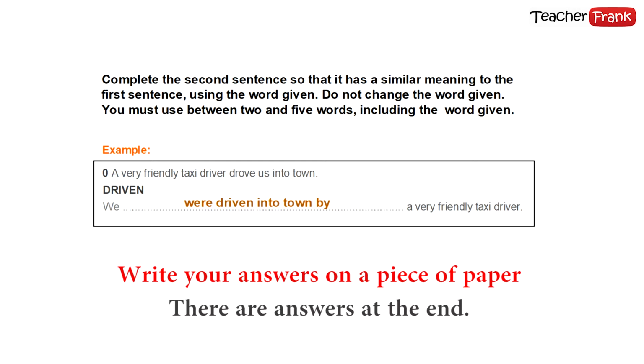Complete the second sentence so that it has a similar meaning to the first sentence, using the word given. Do not change the word given, so this is the word given. You must use between 2 and 5 words including the word given.